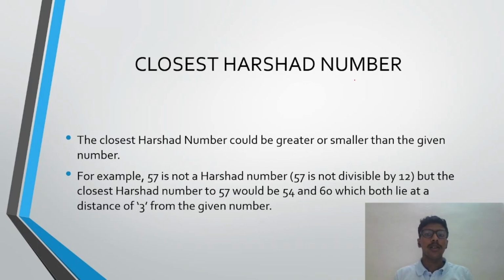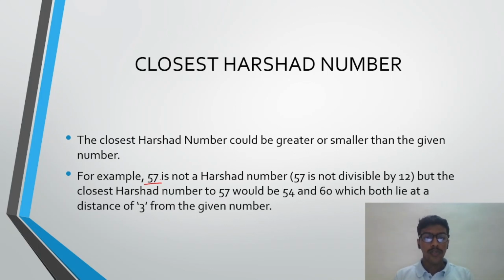Closest Harshad number. By the closest Harshad number, we mean the closest number to the given number which satisfies the mathematical property of a Harshad number. For example, I have taken here the number 57. We need to find the closest Harshad number to 57, which means we need to find the closest number to 57 which is divisible by the sum of its digits.